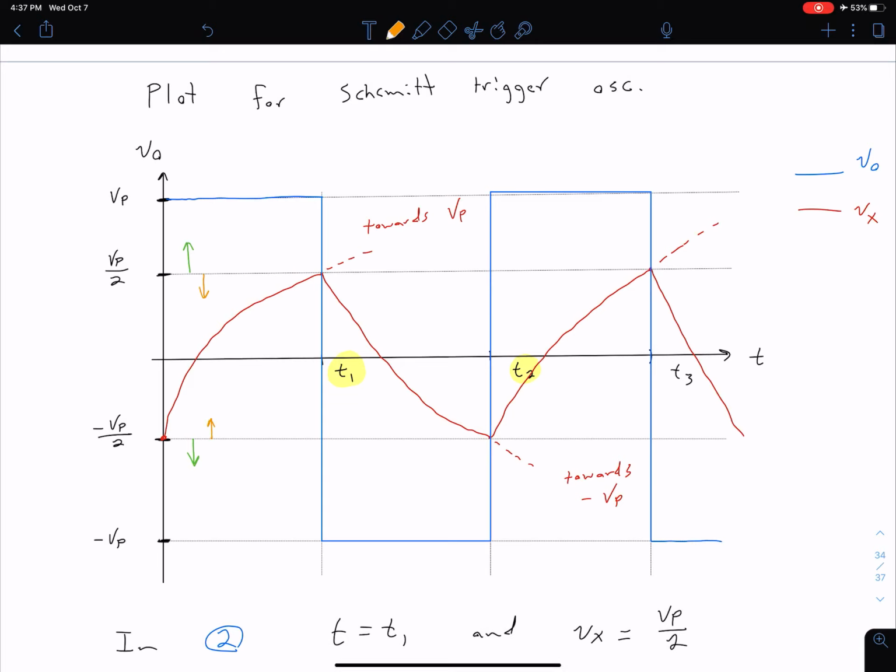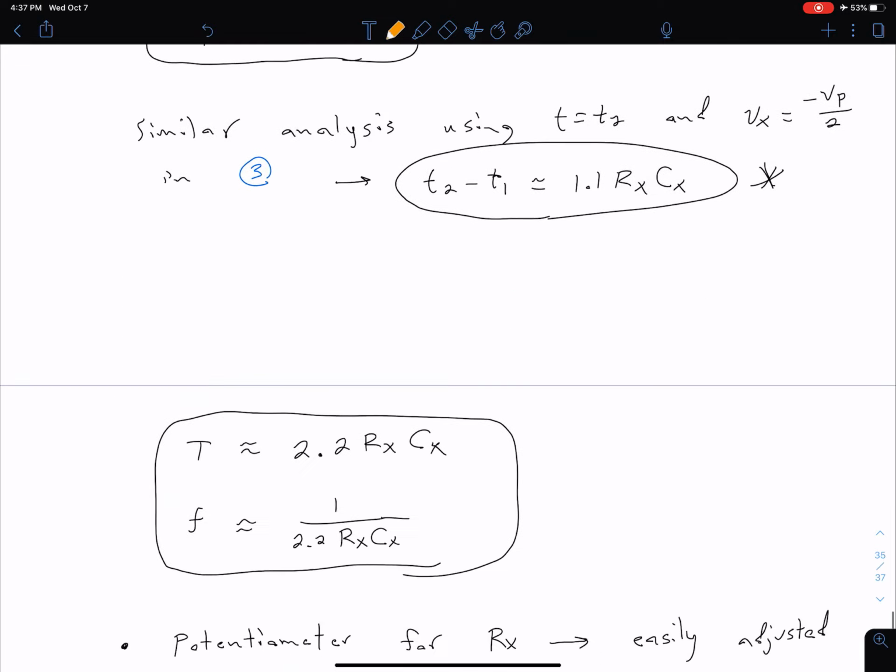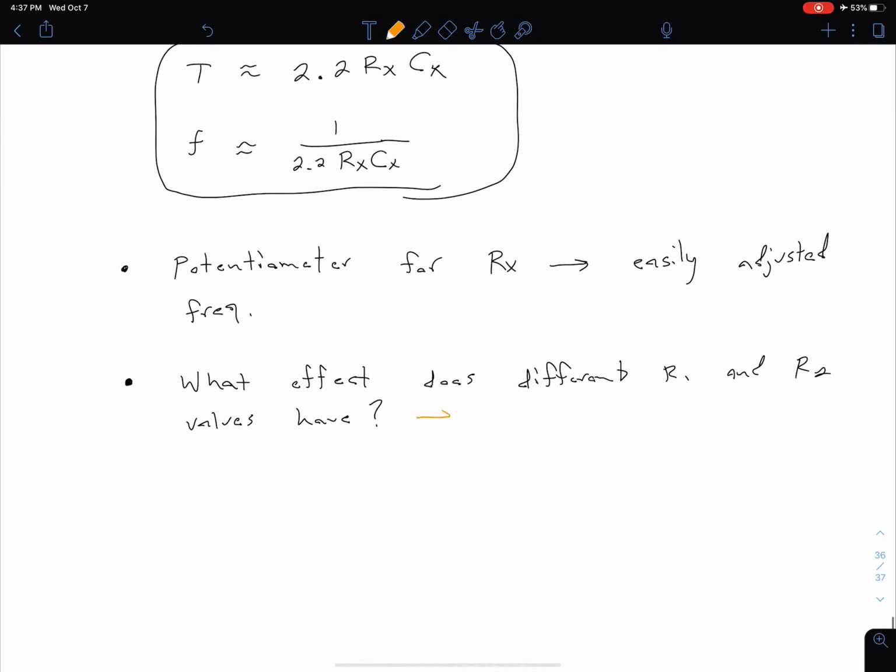And so in both cases, what that's going to be doing is that's going to be adjusting the frequency. So for a fixed Rx and Cx, this red curve is going to be increasing or decreasing at the same rate, depending on whether we're charging or discharging. So it's going to hit that threshold sooner for this orange case, which means a higher frequency, or it's going to hit the threshold later for this green case, which means a lower frequency. So ultimately, what does this do? Well, this allows us another way to adjust our frequency.